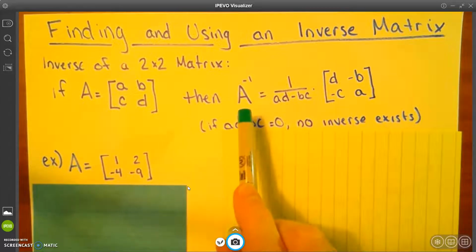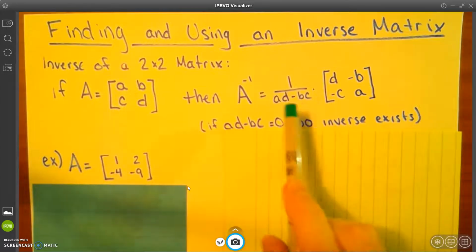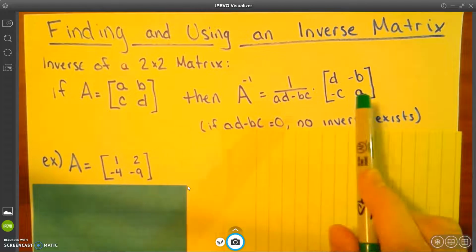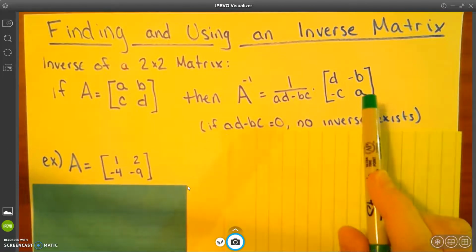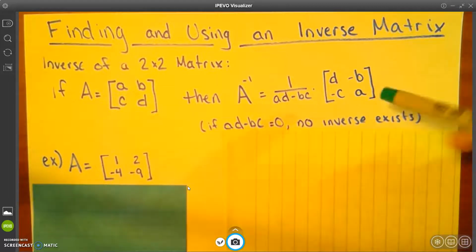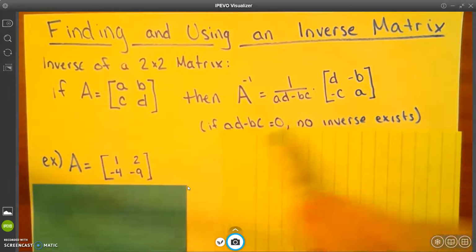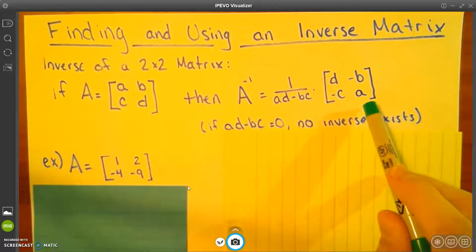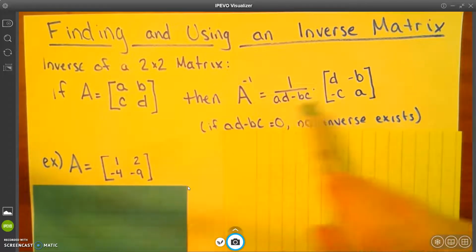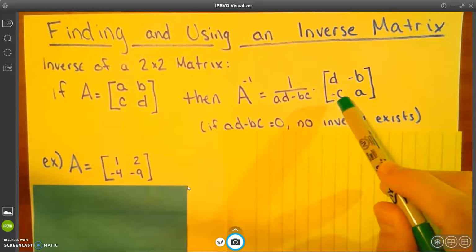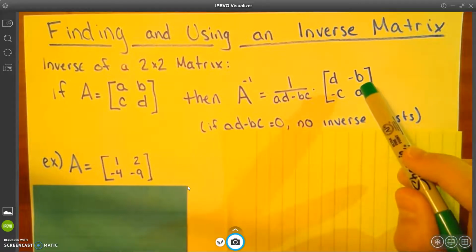There's two things you need to do. This fraction here is kind of like a coefficient, so we're going to take this number and distribute it into this other 2 by 2 matrix. That's the second part. This other 2 by 2 matrix is a manipulated, restructured matrix. Elements A and D in the original matrix trade places for the inverse matrix, and elements B and C stay exactly where they are. However, they become negatives, or opposites, of their original values.